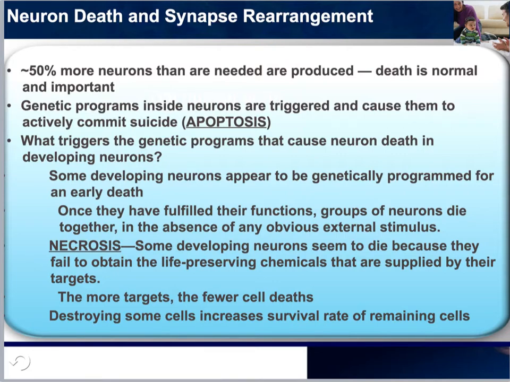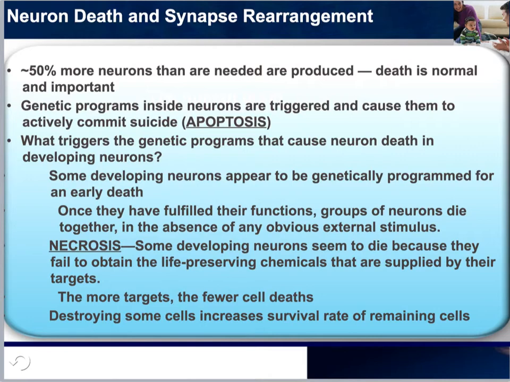Neuron death during development was initially assumed to be a passive process. It is believed that we have about 50% more neurons than we actually need. And so death is normal and important for us to be able to function well. It was assumed that developing neurons died when they failed to get adequate nutrition. However, it is now clear that cell death during development is usually active.